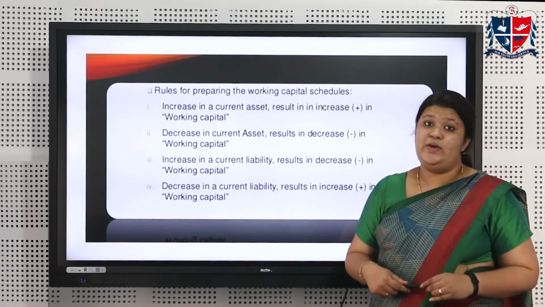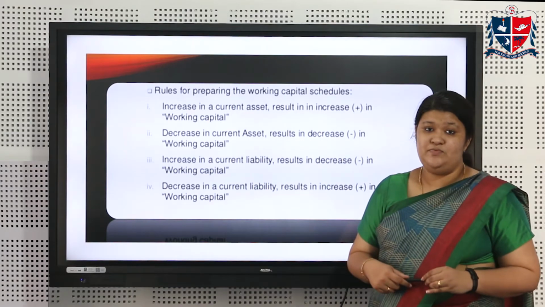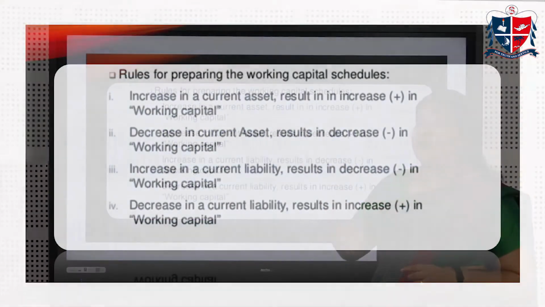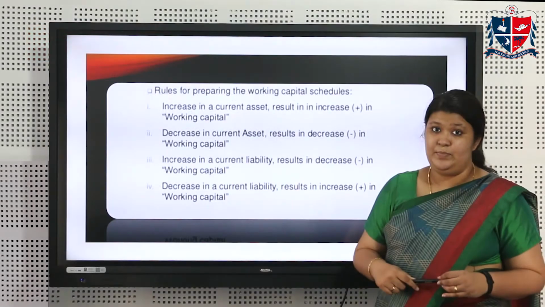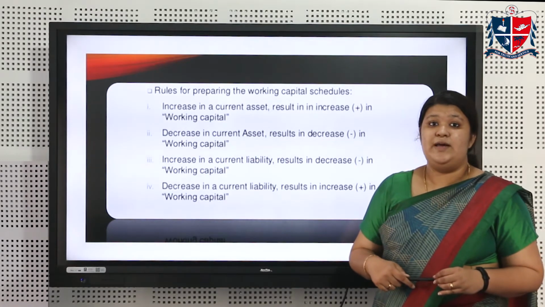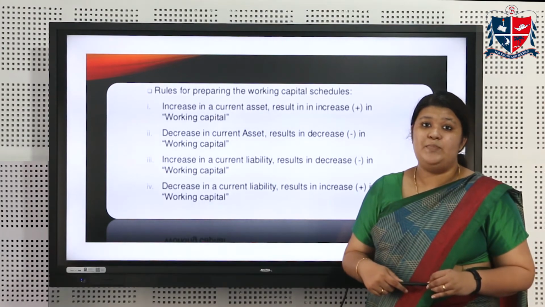Now let's see how we can prepare a schedule of changes in working capital. For this, there are certain rules which we have to apply to current assets and current liabilities. First one, an increase in current assets leads to an increase in working capital. Current assets can be cash, stock, debtors, bills receivable, prepaid expenses, etc. And the second one, a decrease in current assets will result in a decrease in working capital. So the relationship between current assets and working capital is a positive relation. When current assets increase, the working capital also increases, and when current assets decrease, the working capital also decreases.